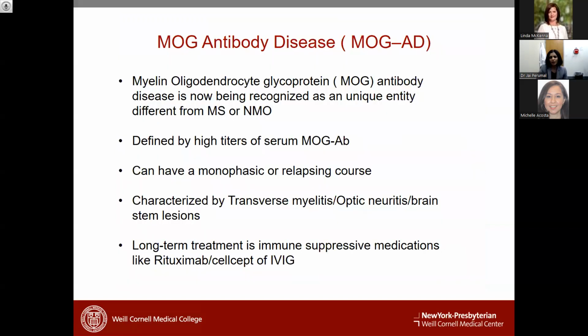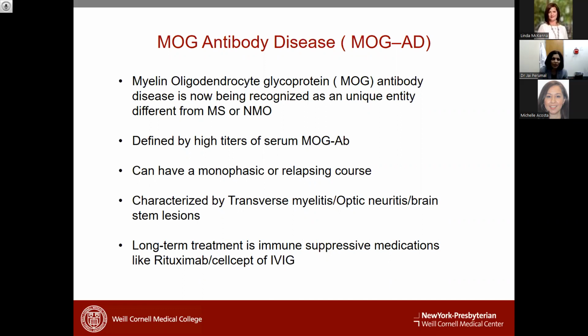Now, this is a relatively newer entity, which is called myelin oligodendrocyte glycoprotein, or MOG antibody disease. It's important to recognize this because the treatment for this is different from MS. So a patient can present like MS, but more often MOG patients present like NMO. They often have recurrent optic neuritis or transverse myelitis, but the NMO IgG antibody is negative. Those are the kind of patients that might end up having MOG.